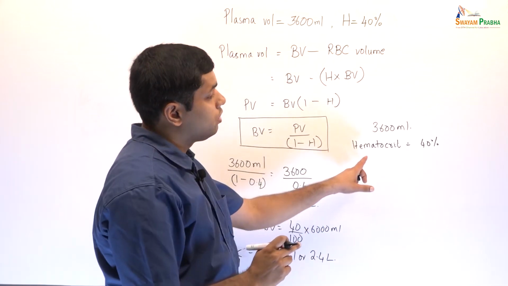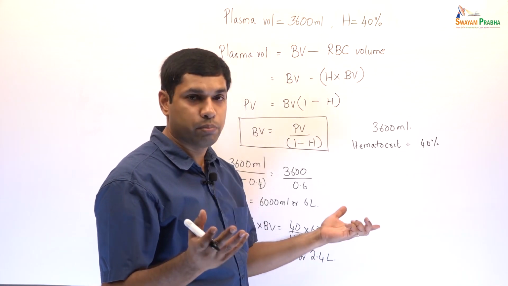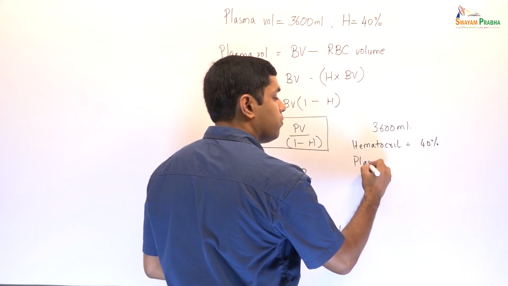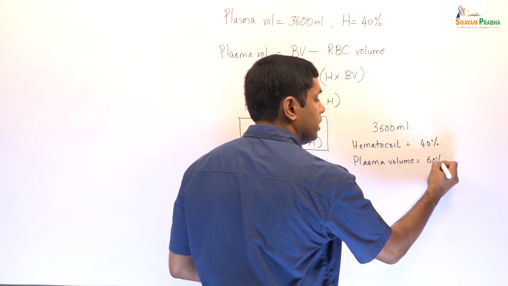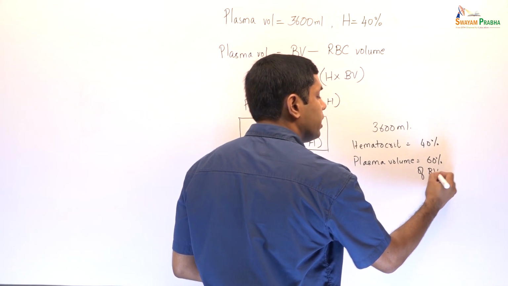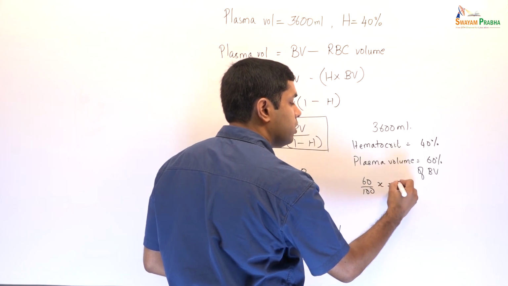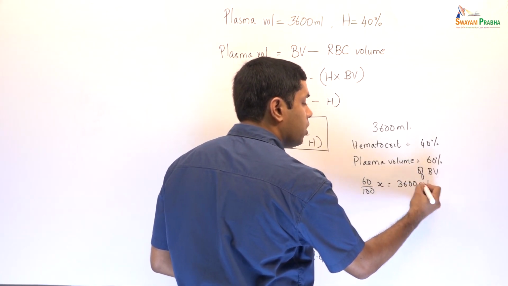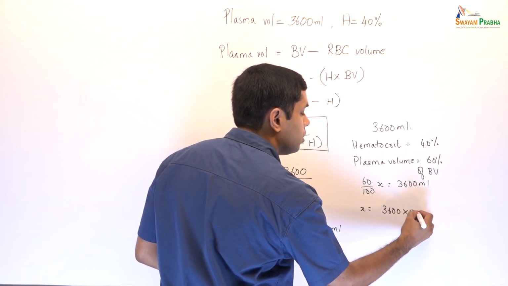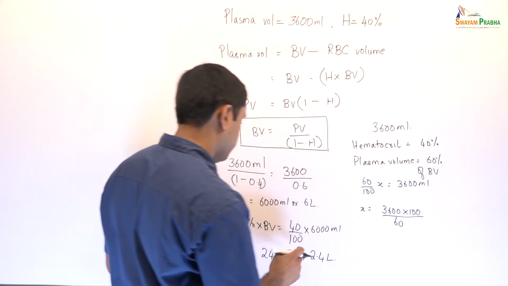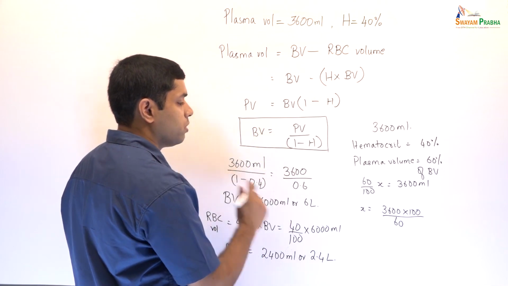Now if the hematocrit is 40%, it means that the plasma volume is 60%. So we know that the plasma volume is equal to 60% of the blood volume in this person. Let us say the blood volume is X, so we will have 60% of X is equal to 3600 ml. What is X? X is equal to 3600 into 100 divided by 60, which is exactly what we have found here.